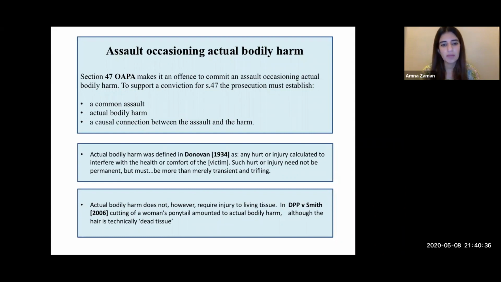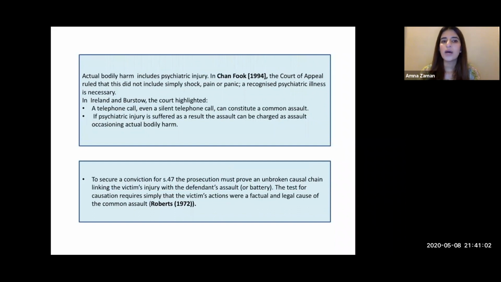And for actual bodily harm, there is no need to prove that a living tissue was damaged. So be it your hair or your nails or any dead tissue, if that is damaged, it amounts to actual bodily harm. This is a very interesting observation about what amounts to actual bodily harm, and this should be kept in mind when answering problem questions. Apart from that, the court highlighted in the authority of Chan-Fook in 1994 that psychiatric injury can also amount to actual bodily harm.